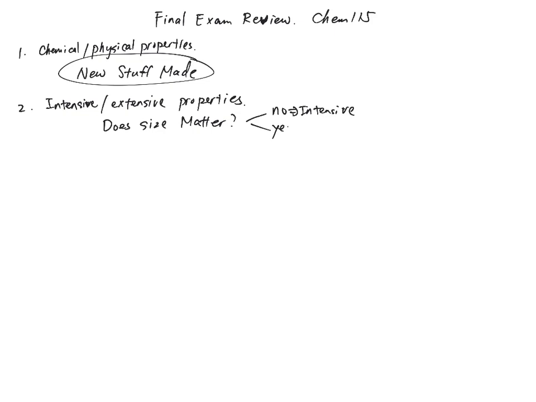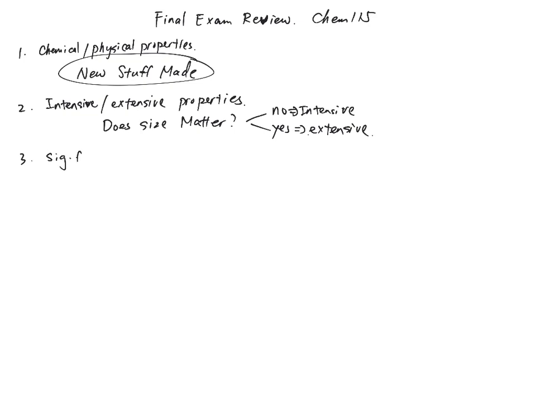But if your answer is yes, size does matter, bigger size of objects means higher value for this particular property, such as mass, such as weight, such as energy, then you're dealing with an extensive property. Next topic. So given a particular property, can you put it into one of the two categories?